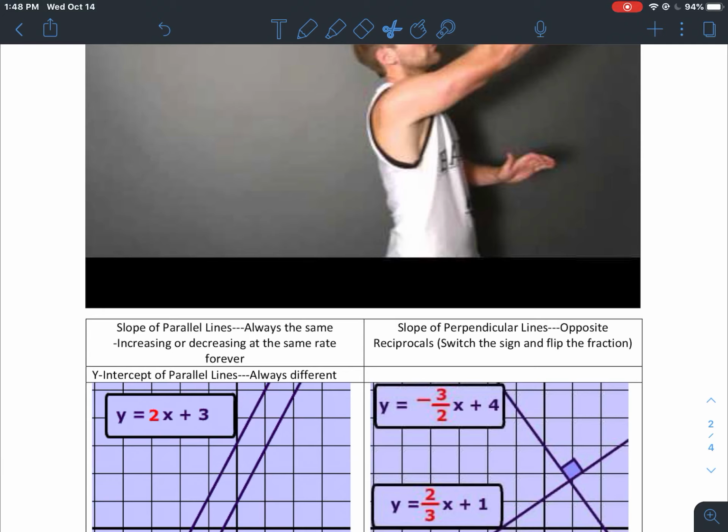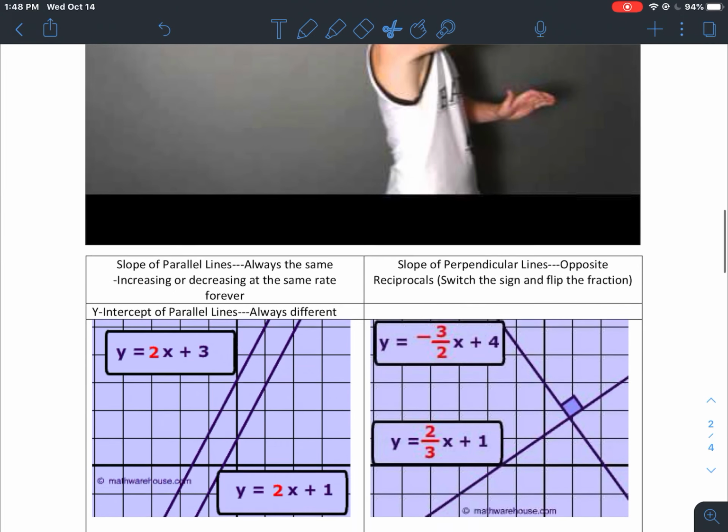Slopes of parallel lines, again, always the same. They are increasing or decreasing at the same rate forever and ever. The y-intercept of parallel lines are always different. So notice slope is 2 for both equations. The y-intercept is different.